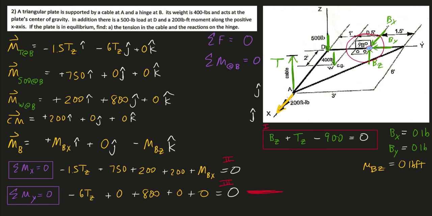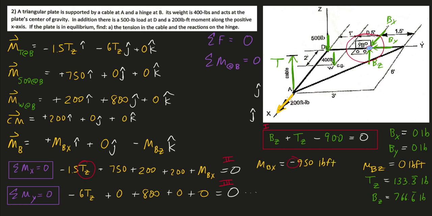Looking at our equation 3 here, we can figure out TZ. So TZ, which is really just the force in that cable, is just going to be 800 divided by 6, which is 133.3 repeating pounds. And with that, we can plug that into the TZ equation here and figure out BZ. So if you do 900 minus 133.3 repeating, you will get 766.6 repeating pounds. And also with TZ, you can plug that in here and figure out your last unknown. If we do that math, we'll get that the moment from hinge B in the x direction will equal negative 950. Of course, the units being pound-feet.